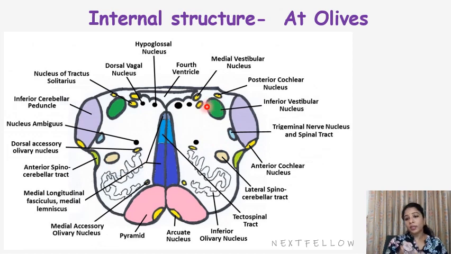Vestibular nuclei are mainly seen at the olivary level. Cochlear nuclei are mainly appreciated at the pontomedullary junction. And the remaining things are the same. We can see the arcuate nucleus also here, which are the descended pontine nuclei from the pons, present only in the upper part of the medulla, called the arcuate nucleus, surrounding the pyramids.